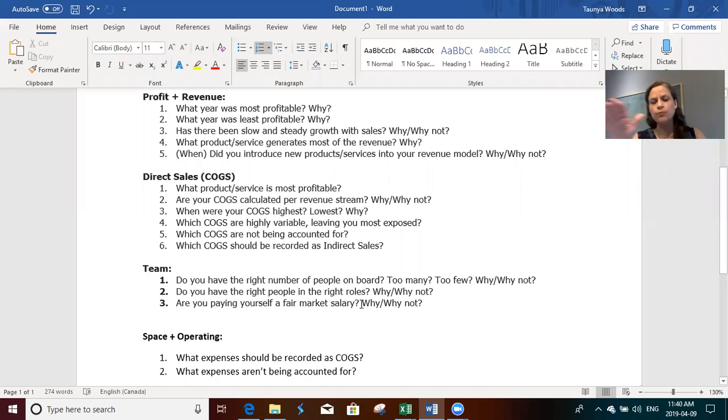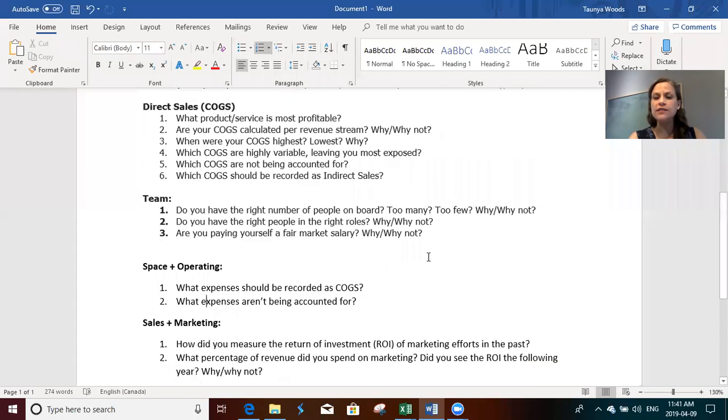And then most importantly in team, are you paying yourself a fair market salary? For a general manager, CEO, depending on the scale of your business, we need to make sure that we're accounting for that. Usually in all of these cases, the why not is because, oh, I don't have money for it, right? Space and operating, a couple quick questions. What expenses should be recorded as cost of goods, right?